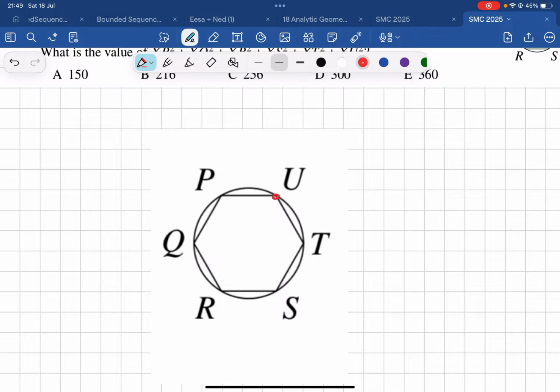The reason we do this is that it makes it so much easier to deal with the lengths. We'll just have to find this side, this length, this length, which is just the diameter of the circle, this length here, which is the same as this length, and then another side length.